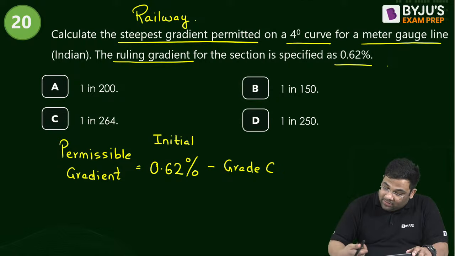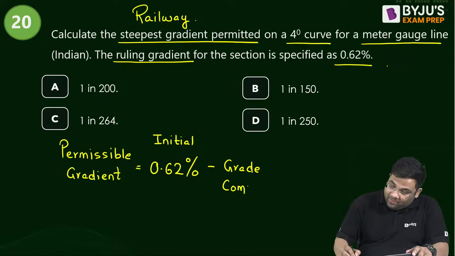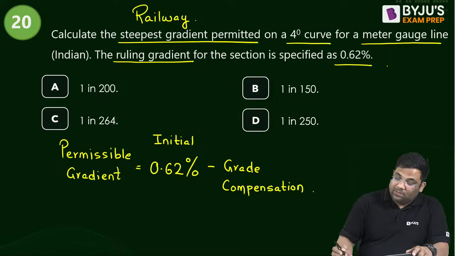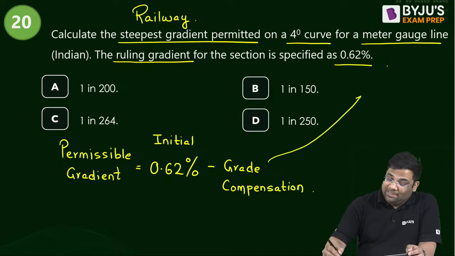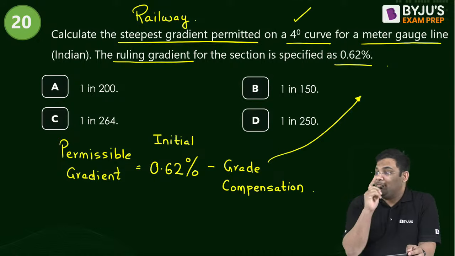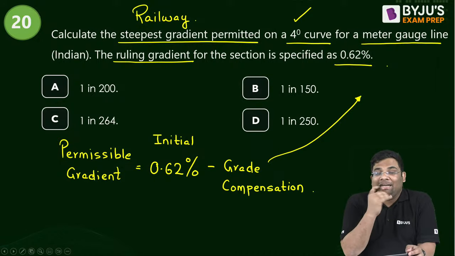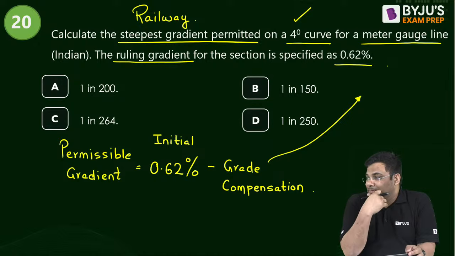So grade 0.62 minus what? Grade compensation. Now how to find out the grade compensation? What is the grade compensation here? Tell me. It's a 4-degree curve. Let us see who answers. Only the grade compensation.